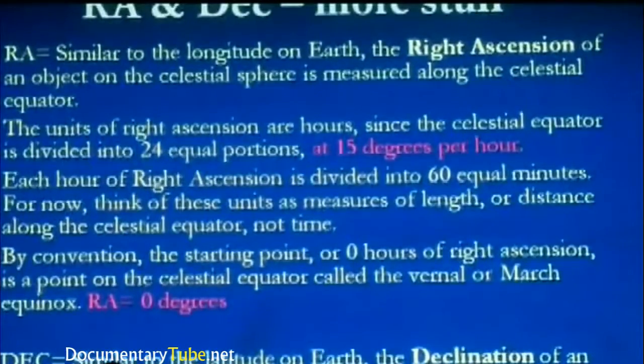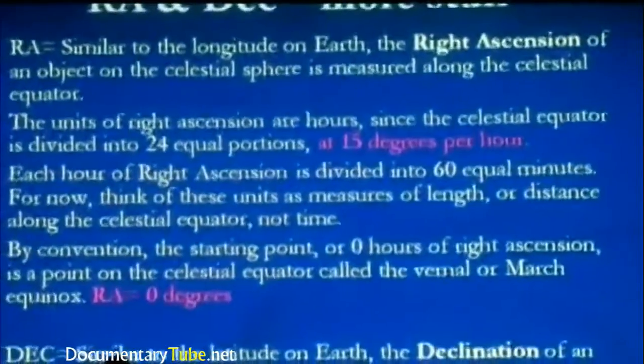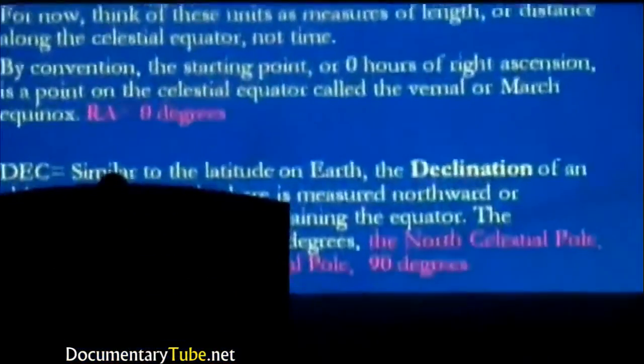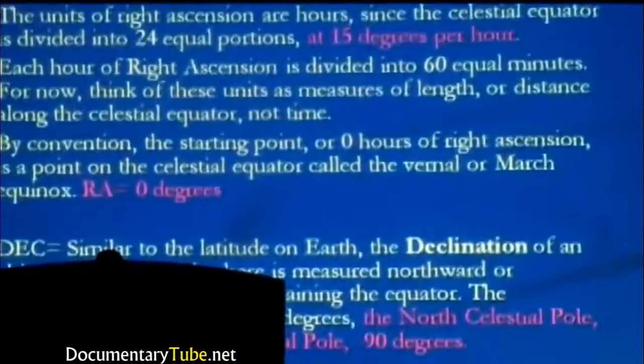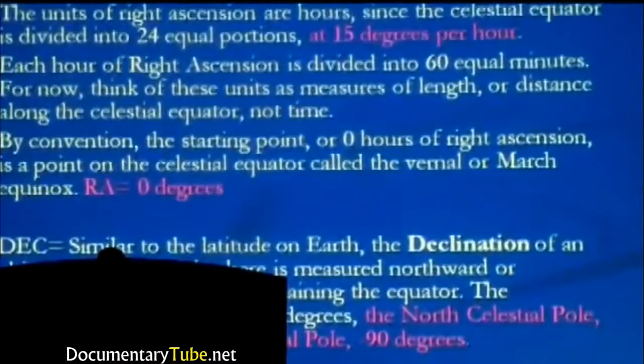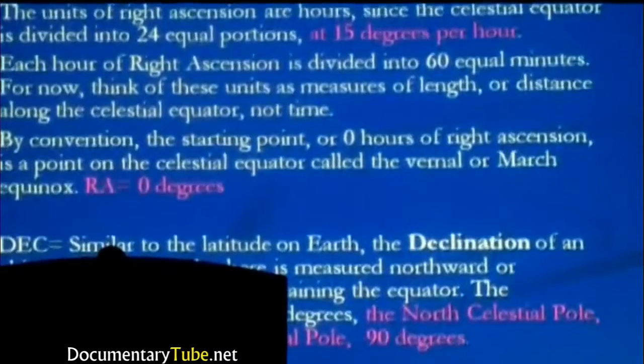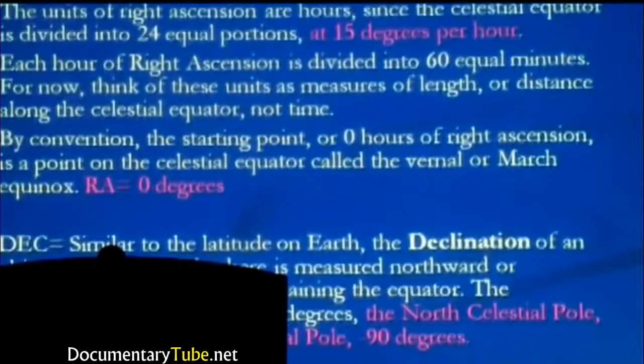Declination is the other coordinate that you would need to locate an object in the sky. That declination is going to be similar to the latitude on the Earth. The declination of an object on the celestial sphere is measured northward or southward from the plane containing the equator. The declination of the equator is 0 degrees. The north celestial pole is plus 90 degrees, and the south celestial pole is negative 90 degrees.